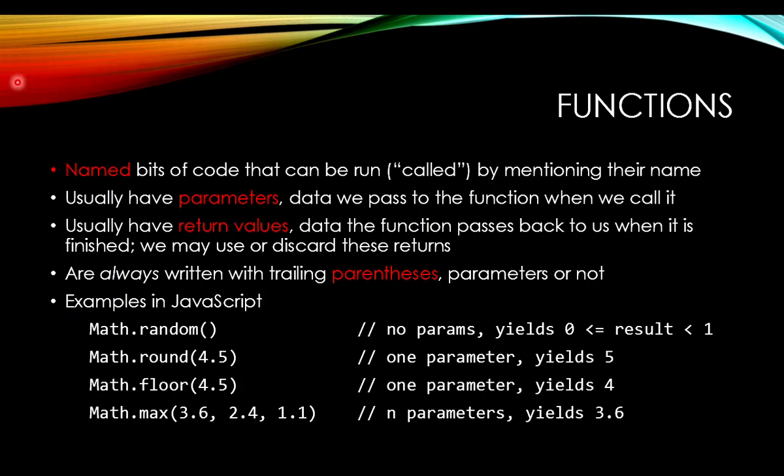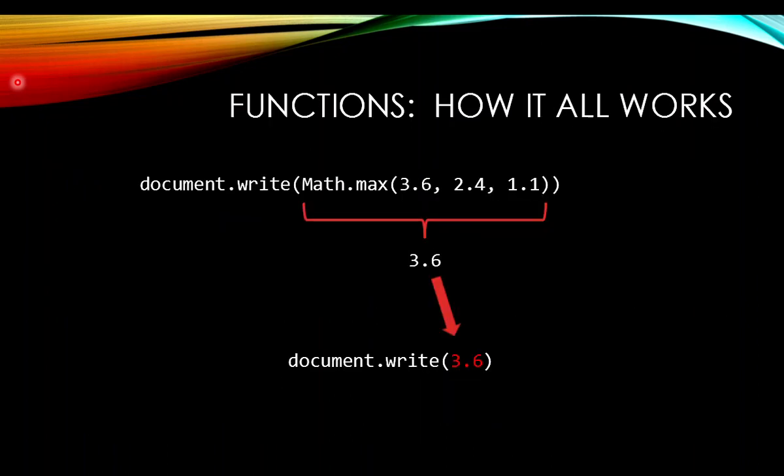So those are functions, and we're not going to give you a complete list of them or anything, but I'm just telling you we're going to use a lot of functions. Some of them need parameters, some of them have returns, etc. So let's explore just the very next step for how this thing works. When you do something like document.write, and then let's say you call the math.max function and you pass it these things. How exactly does that work?